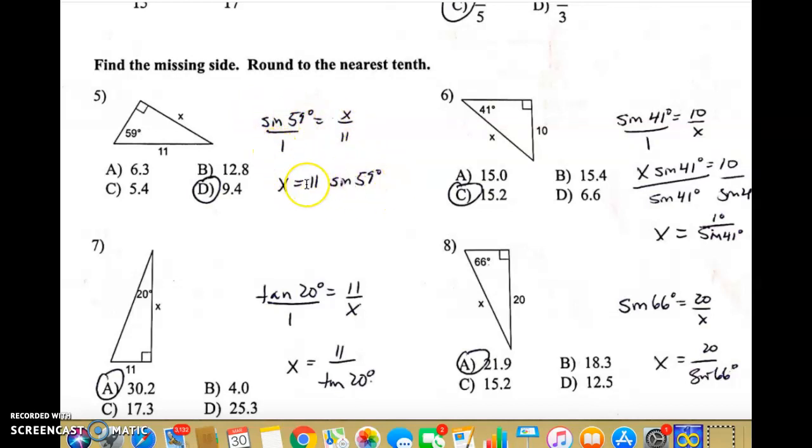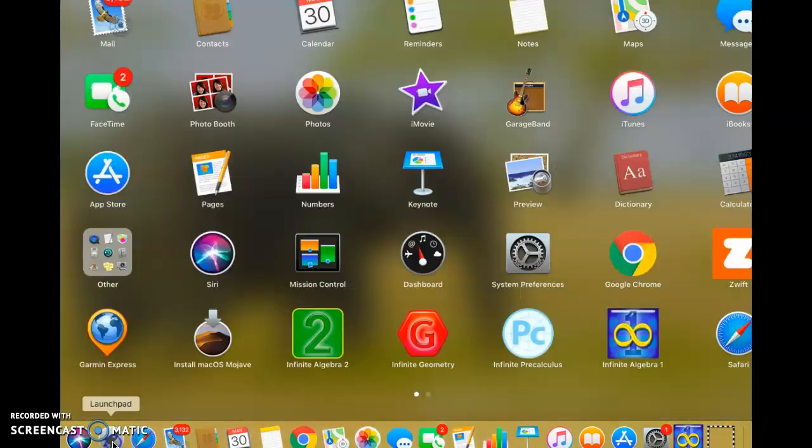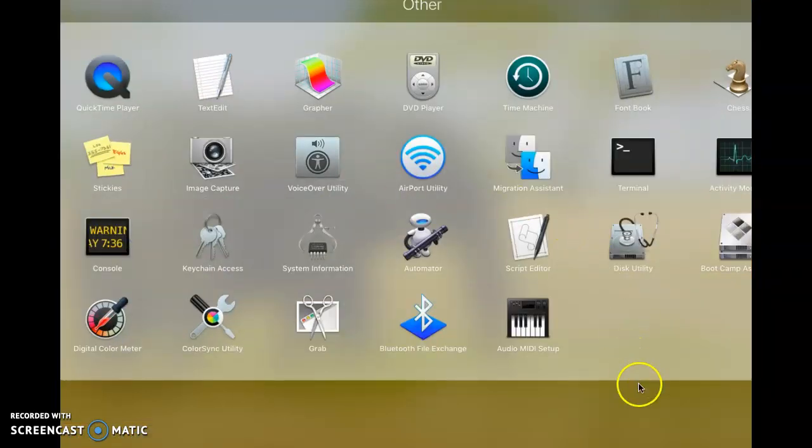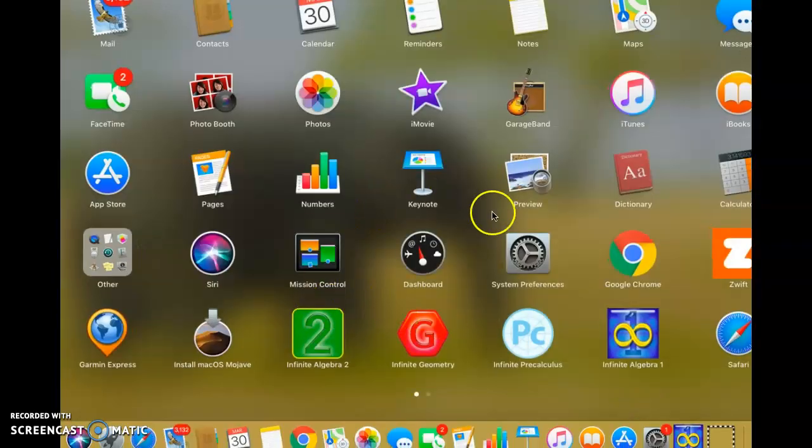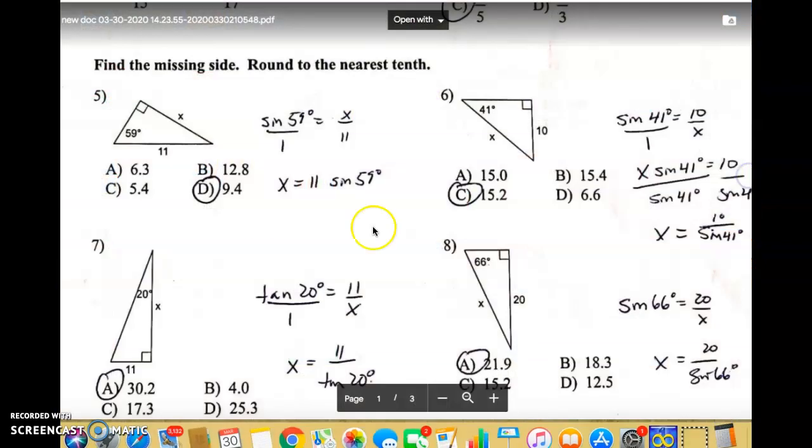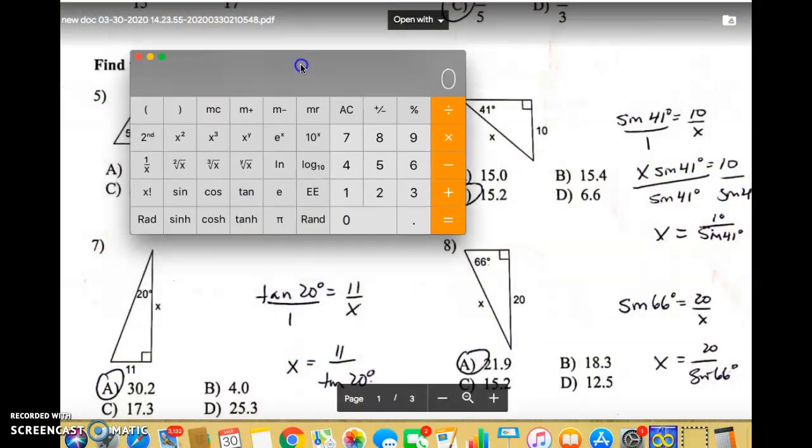So literally plug 11 sine 59 into your graphing calculator, or if you have the old school calculator, you'd have to do it a little bit backwards. You know what? I'll show you that right here. So let me see my calculator. Why can't I find it? Oh, here we go. So my calculator, here we are.